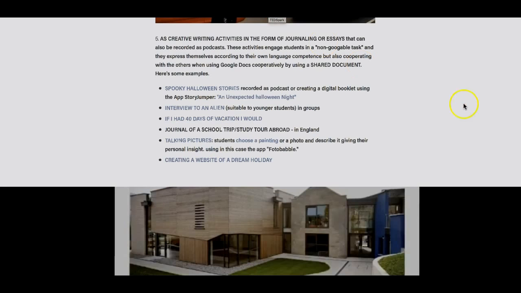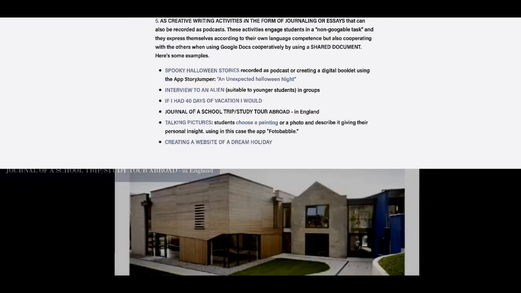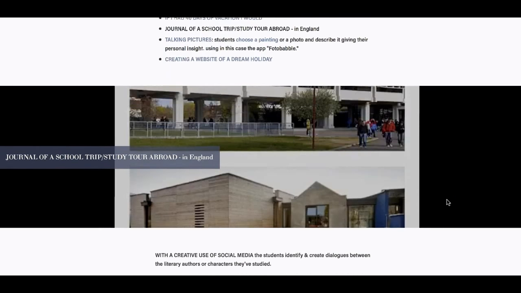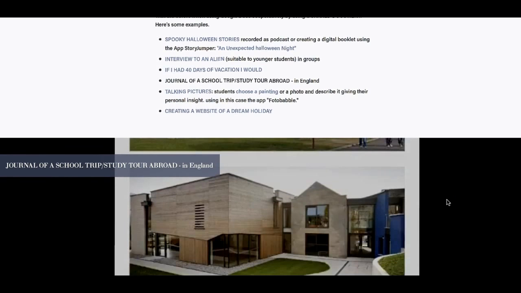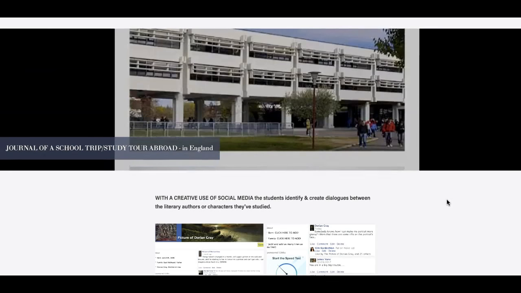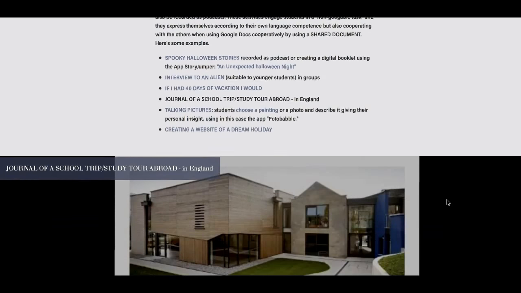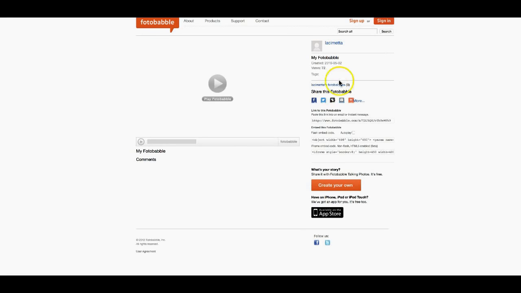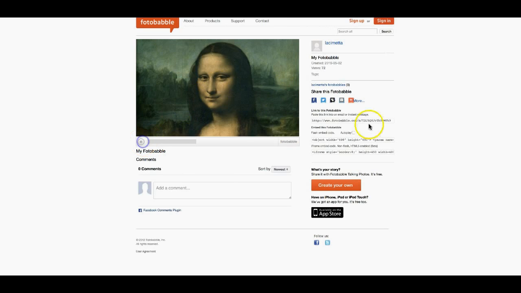As you can see, it's really a first-person narrative. So they also did the journal of their school trip, the study tour abroad, where they compared the British school and the Italian school and also the system. Another great way is also having talking pictures using, in this case, Photobubble.